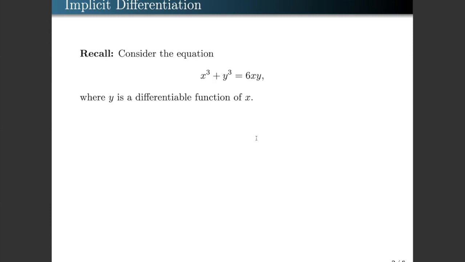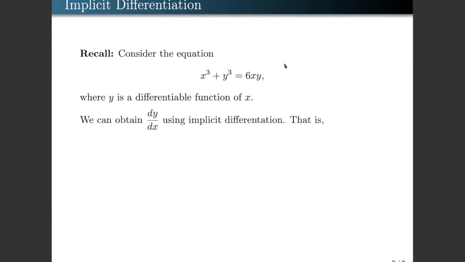Let's review how it works by looking at this example. So we have the equation x cubed plus y cubed is equal to 6xy, where y is a differentiable function of x. This is what we call the implicit definition of the function, where we just write it as an equation involving x and y. So we get the derivative of y with respect to x using implicit differentiation.